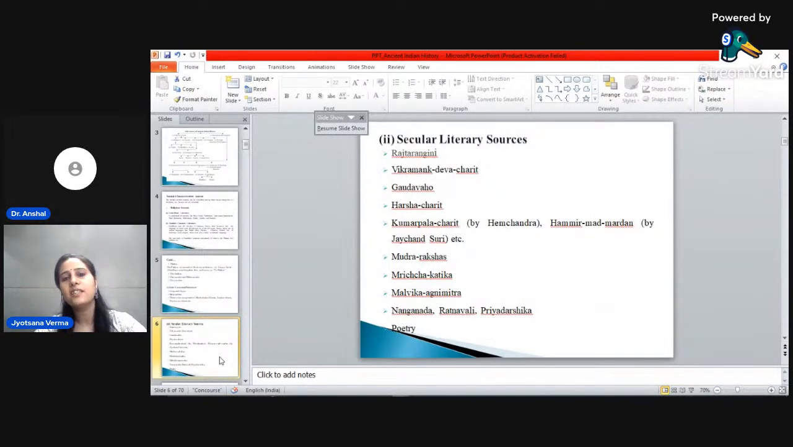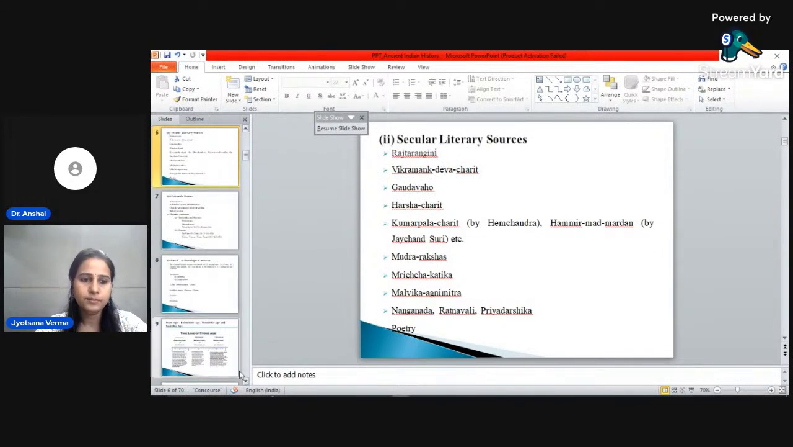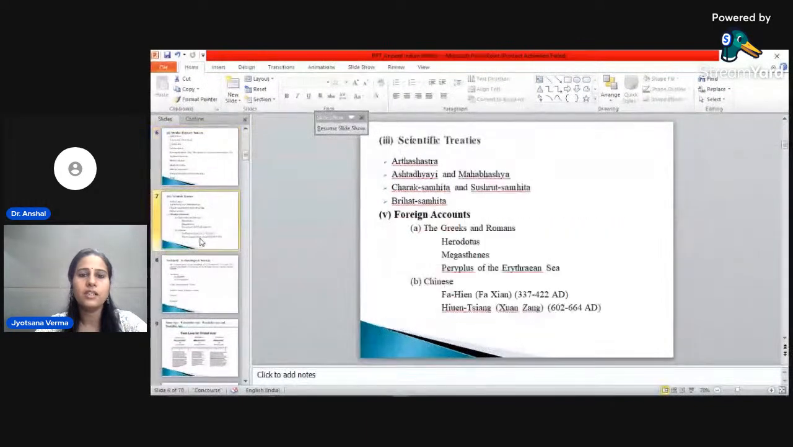The next category is secular sources. In this, there are books like Rajatarangini, Vikramankadeva Charita, Gaudavaho, Harshacharita, Kumarapala Charita, Mudrarakshasa, Malavikagnimitram, Nagananda, Ratnavali, Priyadarshika. These are some secular literature, secular texts. The next category of sources is scientific texts.